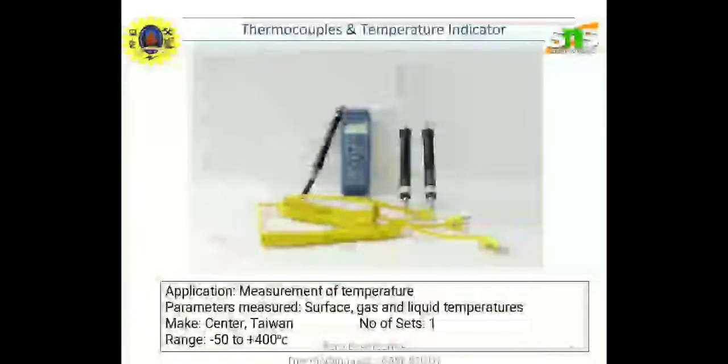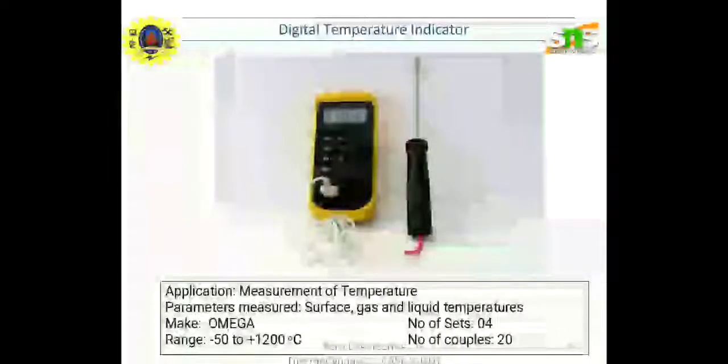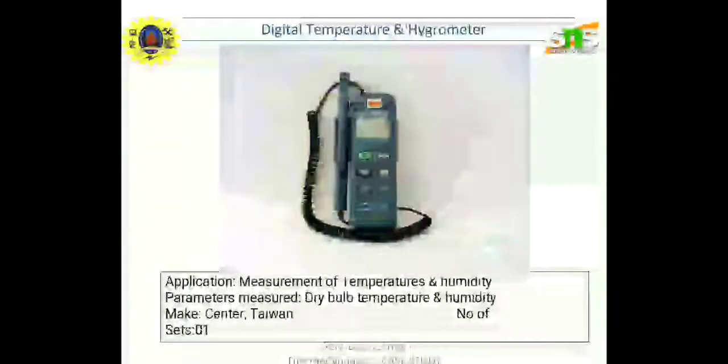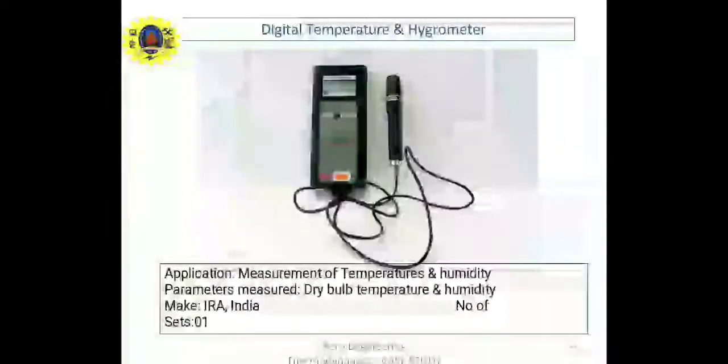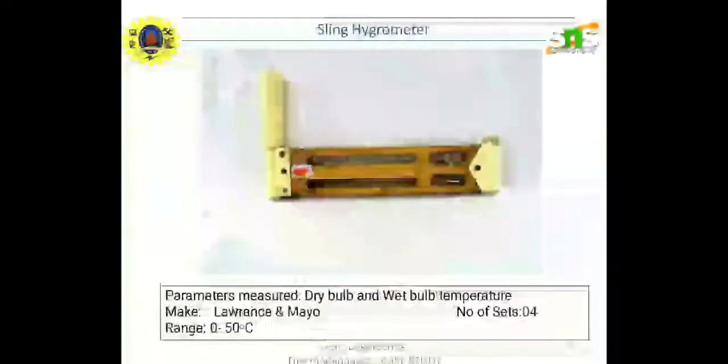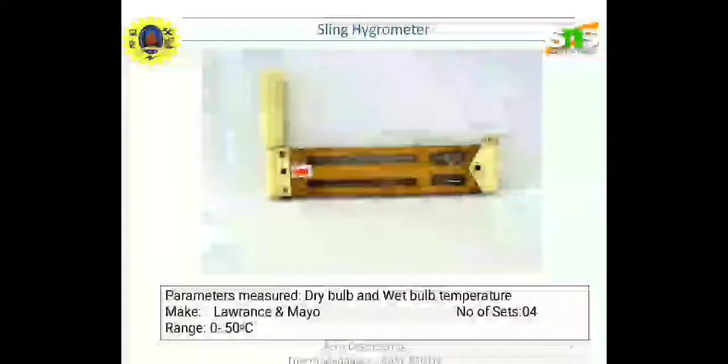And thermocouples are used for measurement of temperature. The minus 15 to 400 degrees Celsius range can be measured with these thermocouples and thermometer indicator. The digital temperature indicator is used for measuring temperature, and the range is minus 50 to 1200 degrees Celsius. It's a digital temperature and hygrometer. It measures dry bulb temperature and humidity, and it's made in Taiwan. Then sling hygrometer is used for measuring dry bulb and wet bulb temperature. Range is 0 to 50 degrees Celsius.